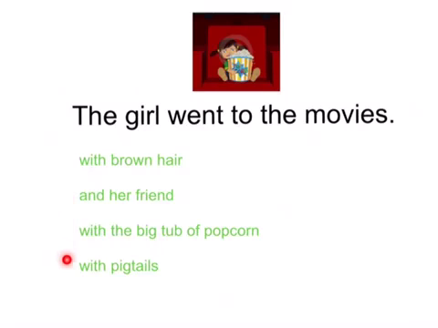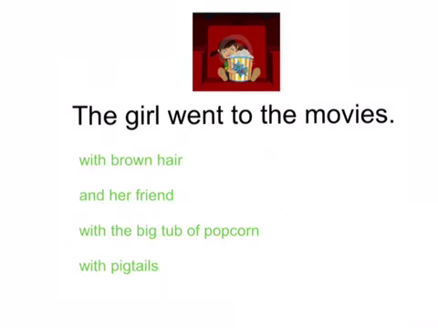Here I have some chunks of information that could fit into this sentence here. With brown hair, so obviously we're talking about giving extra information about the girl. So the girl with brown hair went to the movies. And her friend? Where do you think that one might fit? Have a little think. That's right, it would fit in here as well. The girl and her friend went to the movies.